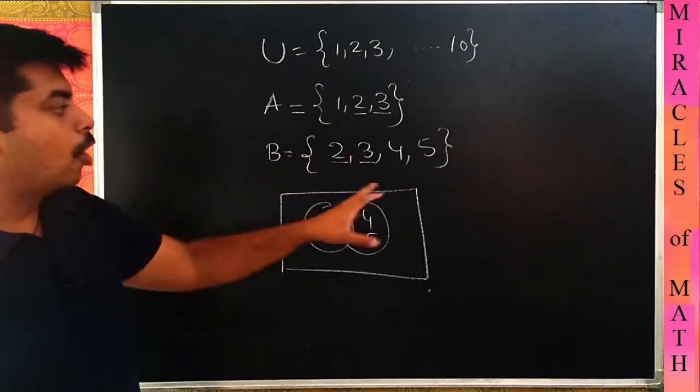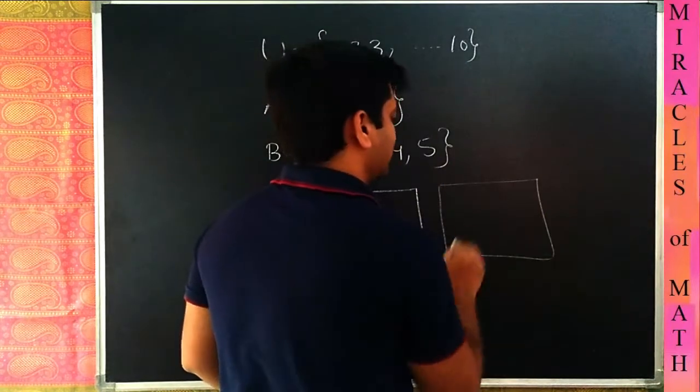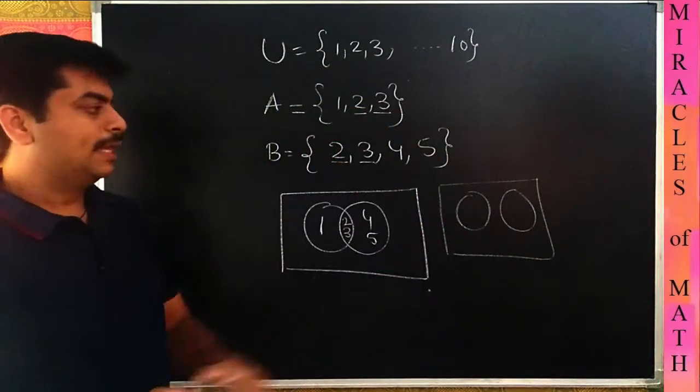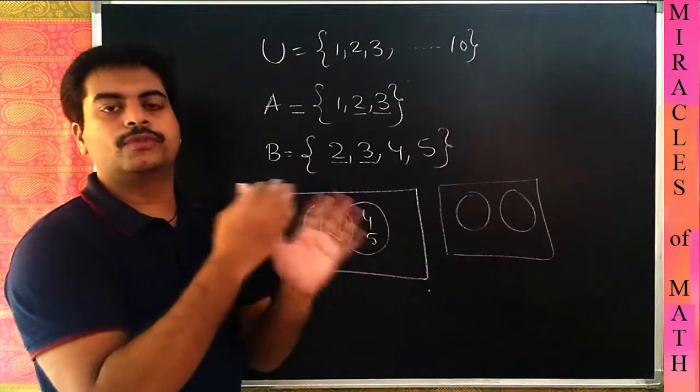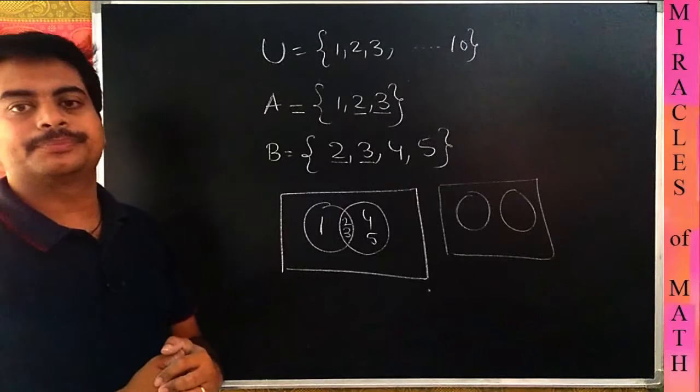When there are no common elements, the one we erased before, what is that format? It is just simple like this. There is nothing common, so those two will not overlap. When there are some common elements, these two will overlap.